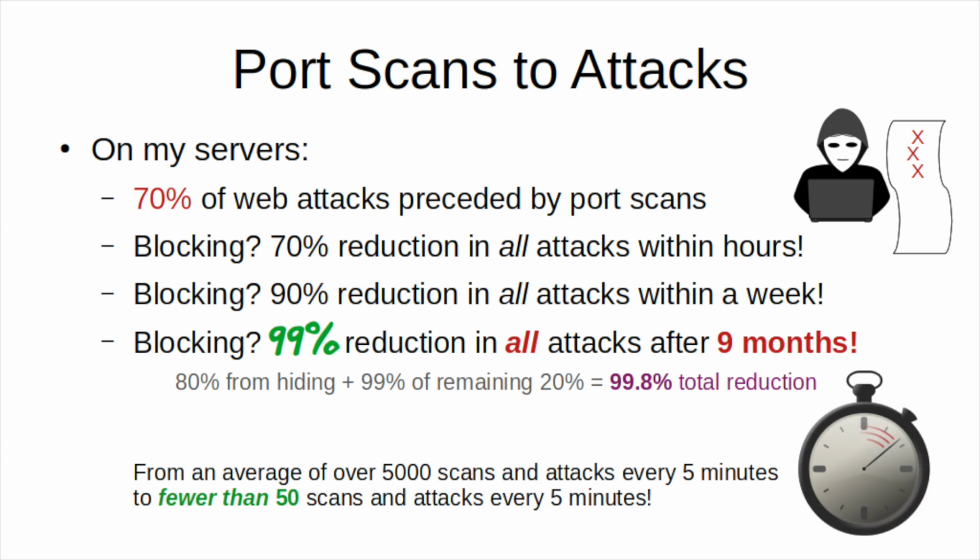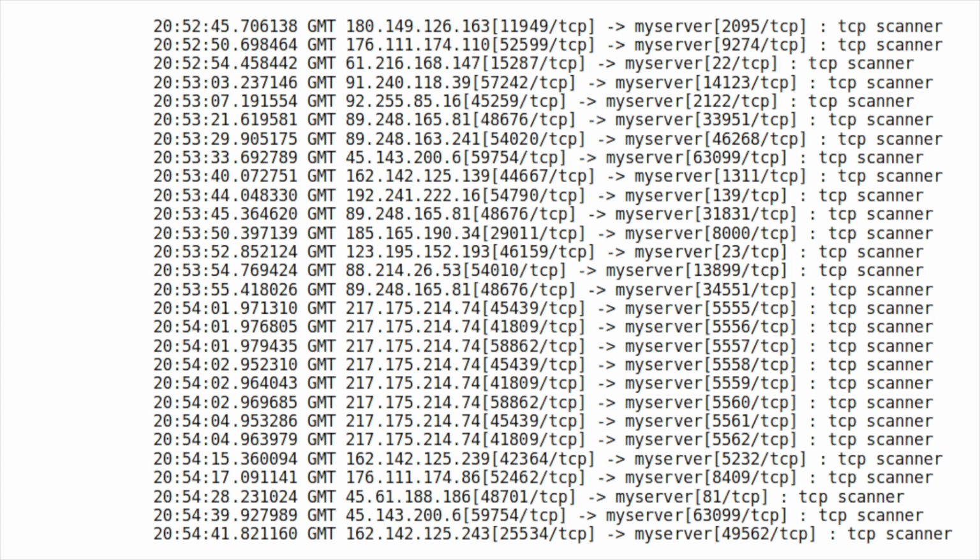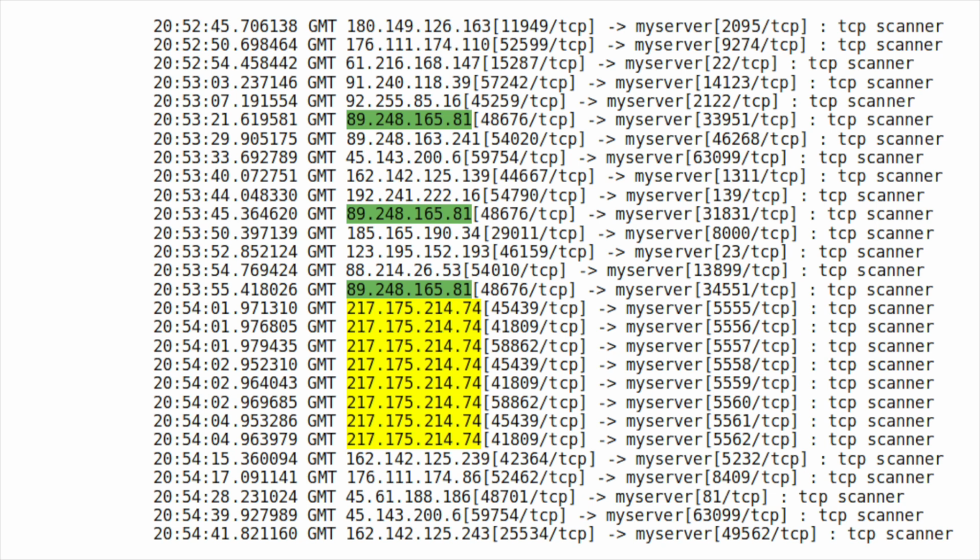And you don't need to block them for very long. 15 to 30 minutes is enough to see a 99% reduction in scans and attacks. Now when I look at my logs, I see entries like these. Each line shows someone scanning my server, and there are only a few scans per minute. Some scans come in rapidly from the same network address. Some come in every 10, 20, 30 seconds. And some come in even slower, every minute or 2 minutes.